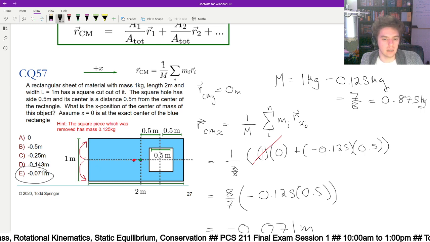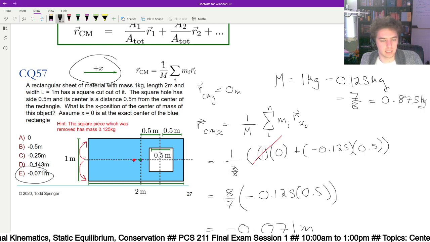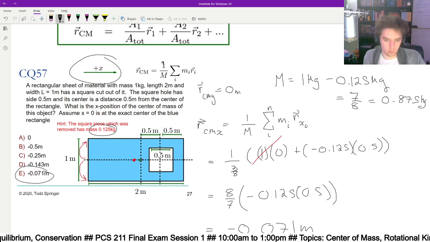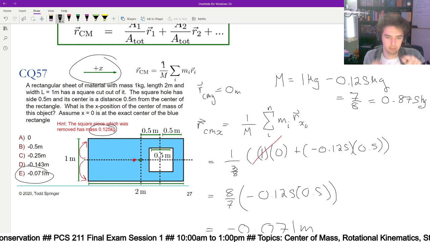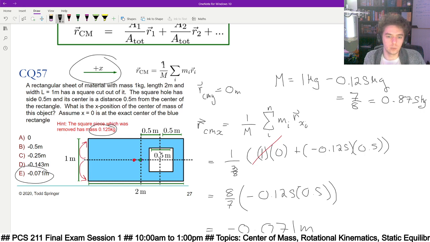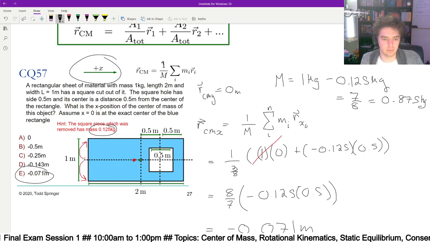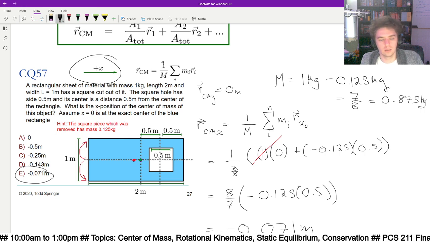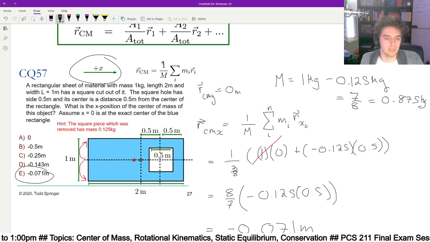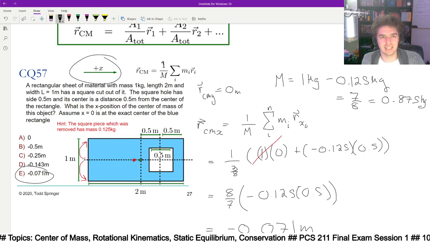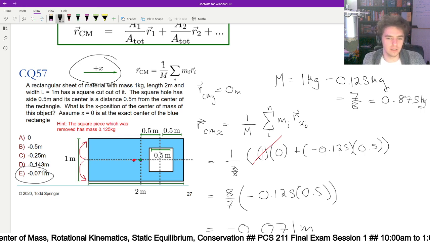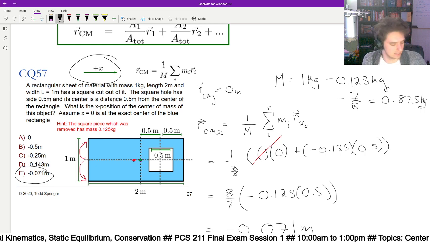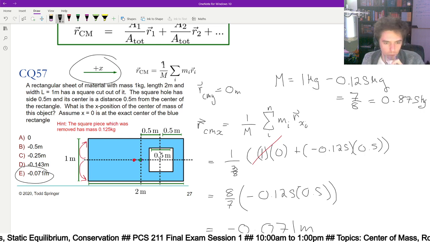Position. Well, I'm saying this is the positive x direction. You see, I'm saying that way is the positive. So 0.5 is positive, right? 0.125 is negative because that white square is taken out of it. It's being cut out of the piece, right? So we've lost that mass. So it's a negative mass. And it says here, hint, the square piece which was removed has a mass of 0.125. So it's not really that it's a negative mass, but it acts in the problem the opposite as mass would. So you call it a negative mass, right? Does that make sense to say it like that? Yeah, that makes sense.